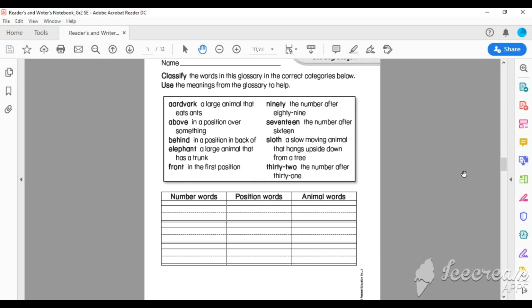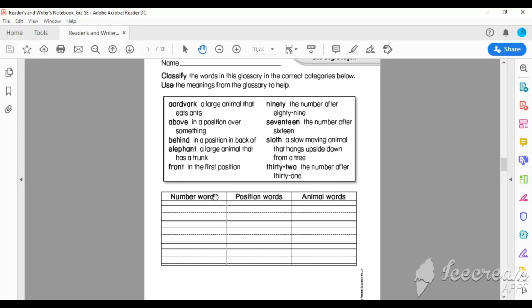We have the first word, which is aardvark. Aardvark is a large animal that eats ants. Above, in a position over something, when you put something above the table, for example. Behind, someone is sitting behind me, is a position in the back. Elephant is a large animal that has a trunk. Front is in the first position. 90 is a number after 89. 17 is a number also, after 16. Sloth is a slow moving animal that hangs upside down from a tree. 32, the number after 31.